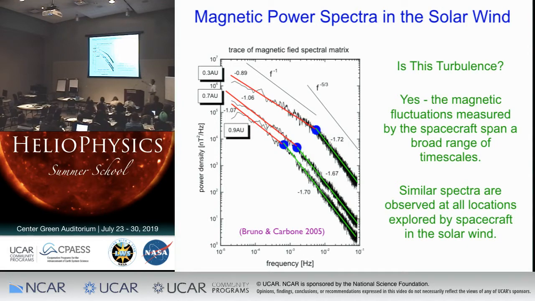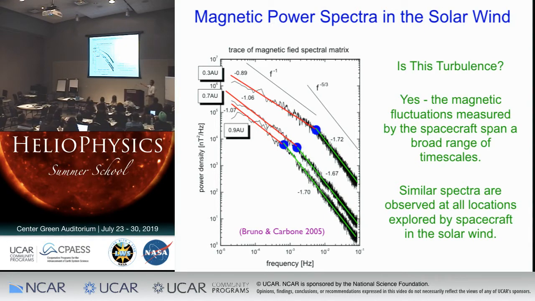We plot here, this is actually not the exact same data I showed you before. This is actually different data, this time from the Helios spacecraft. This is from a paper by Bruno and Carbone. This is showing you the power spectra at three different distances from the sun. 1 AU, of course, is the mean distance from the sun to the Earth. So 0.3 AU, that was the closest that any spacecraft had been to the sun until about a year ago.